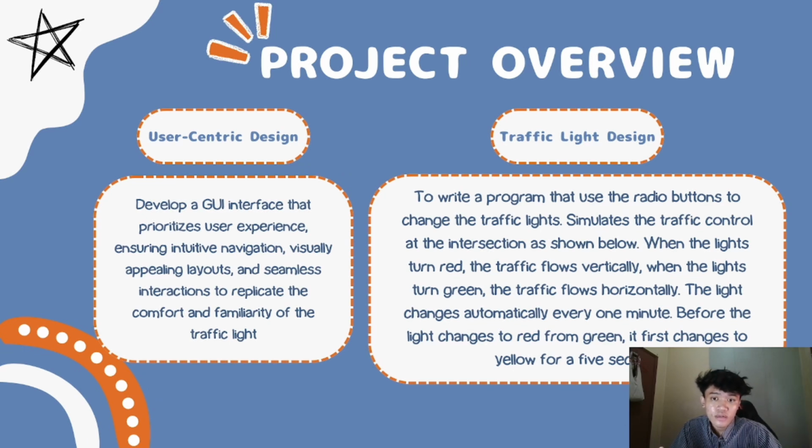When the lights turn red, the traffic flows vertically. When the lights turn green, the traffic flows horizontally. The lights change automatically every 1 minute. Before the light changes to red from green, it first changes to yellow for 5 seconds. So that's it.